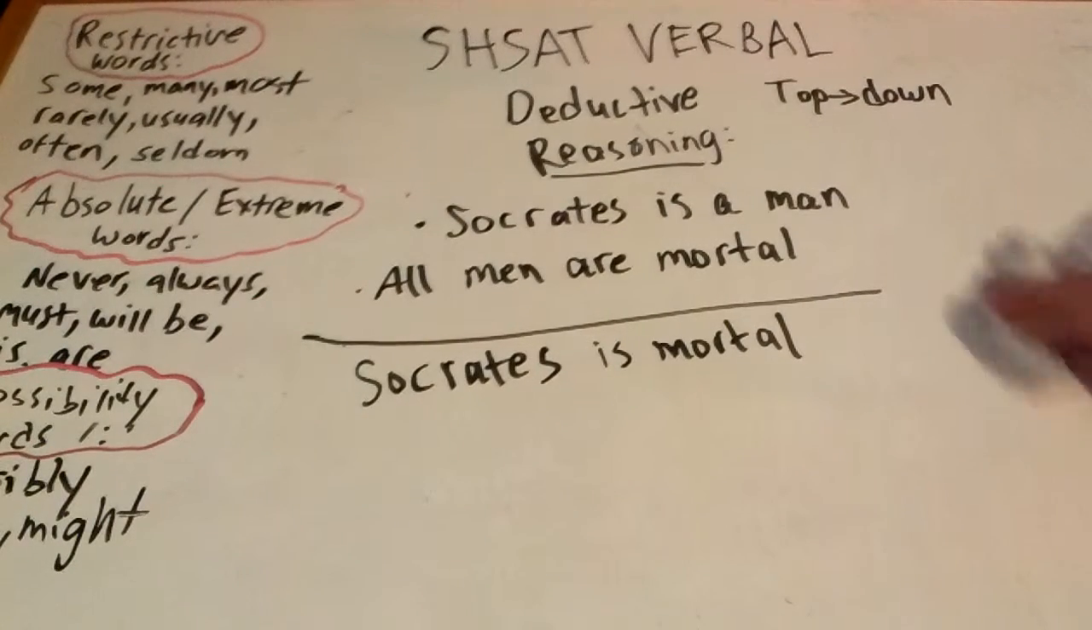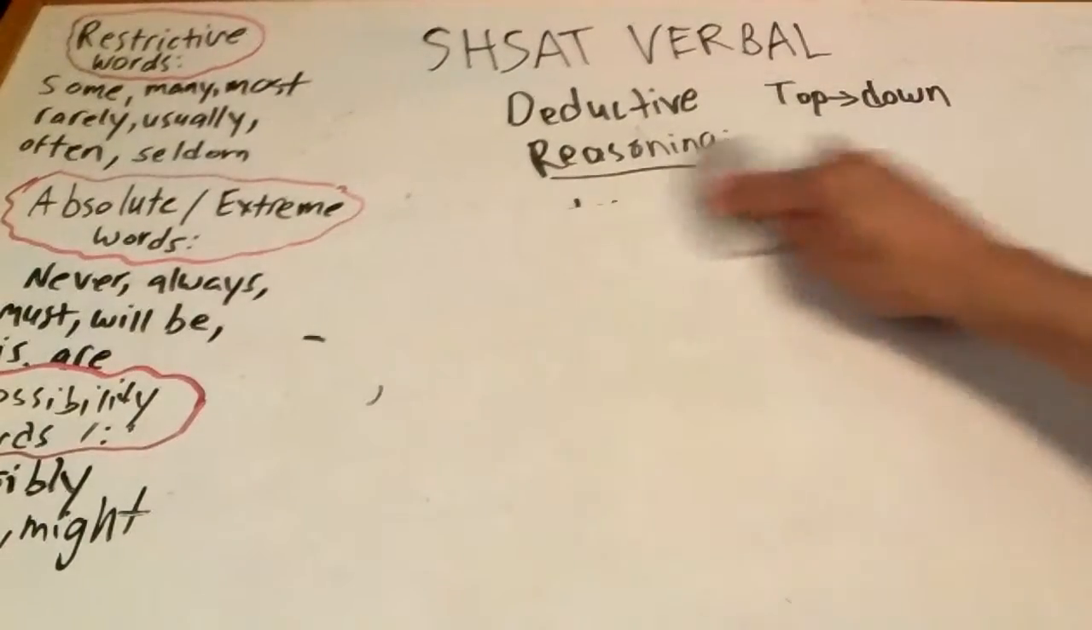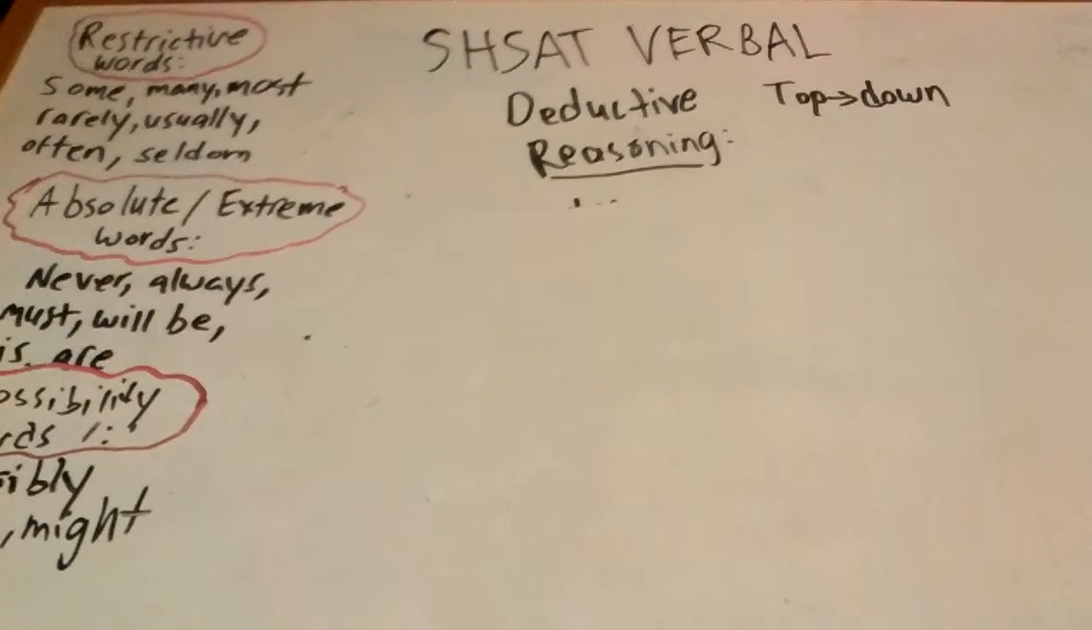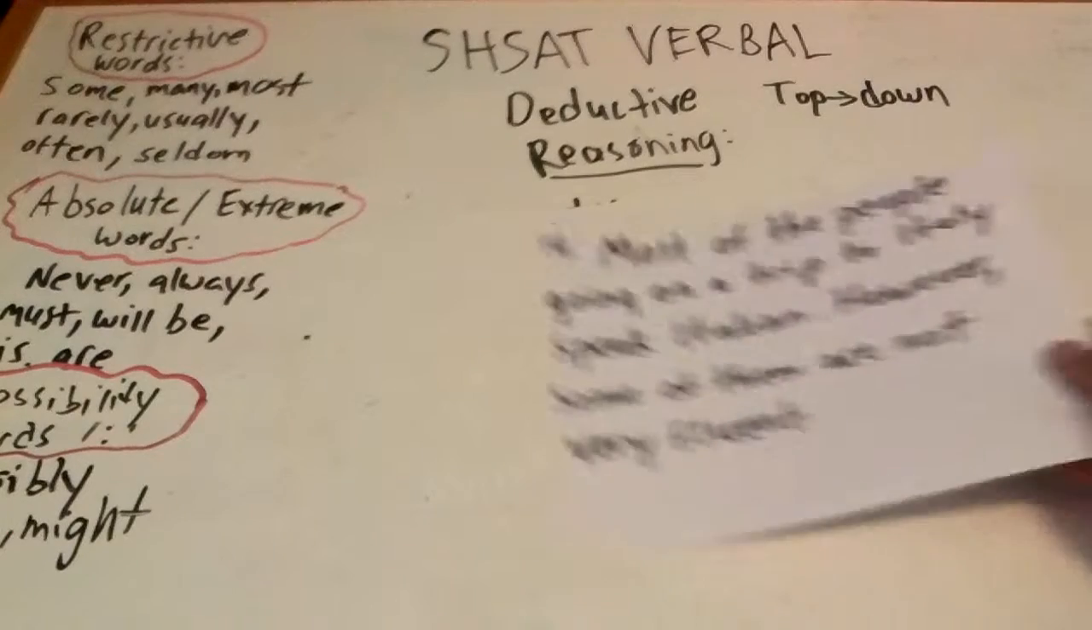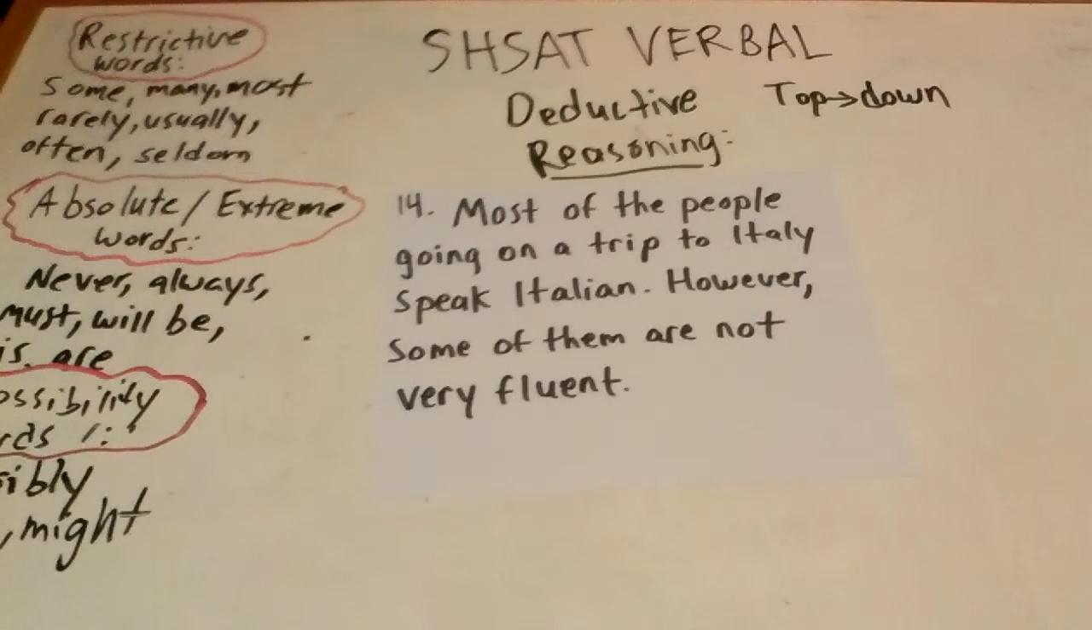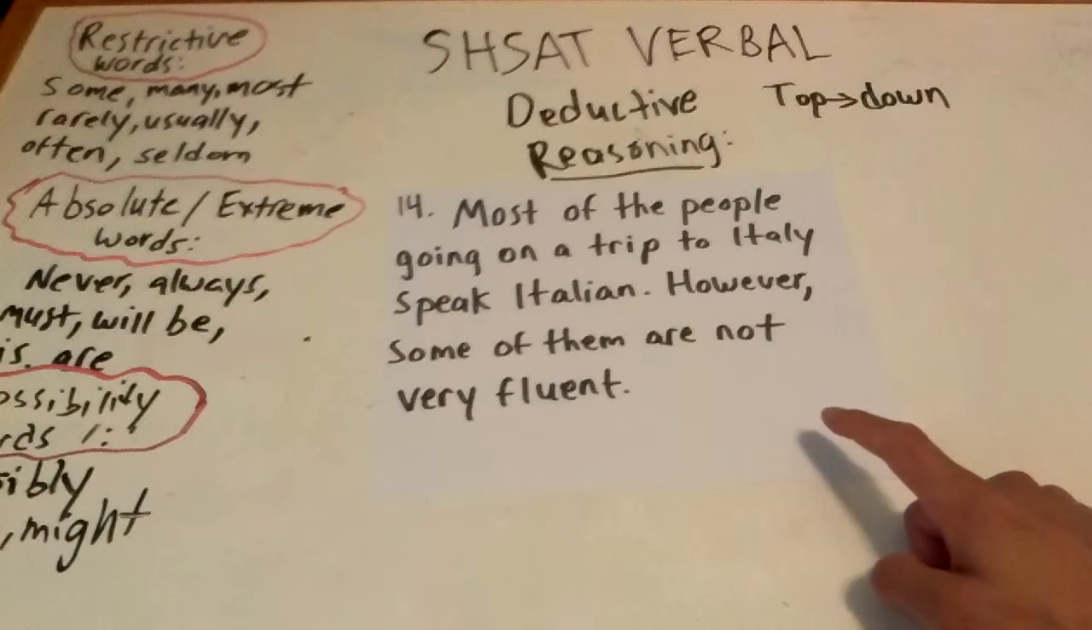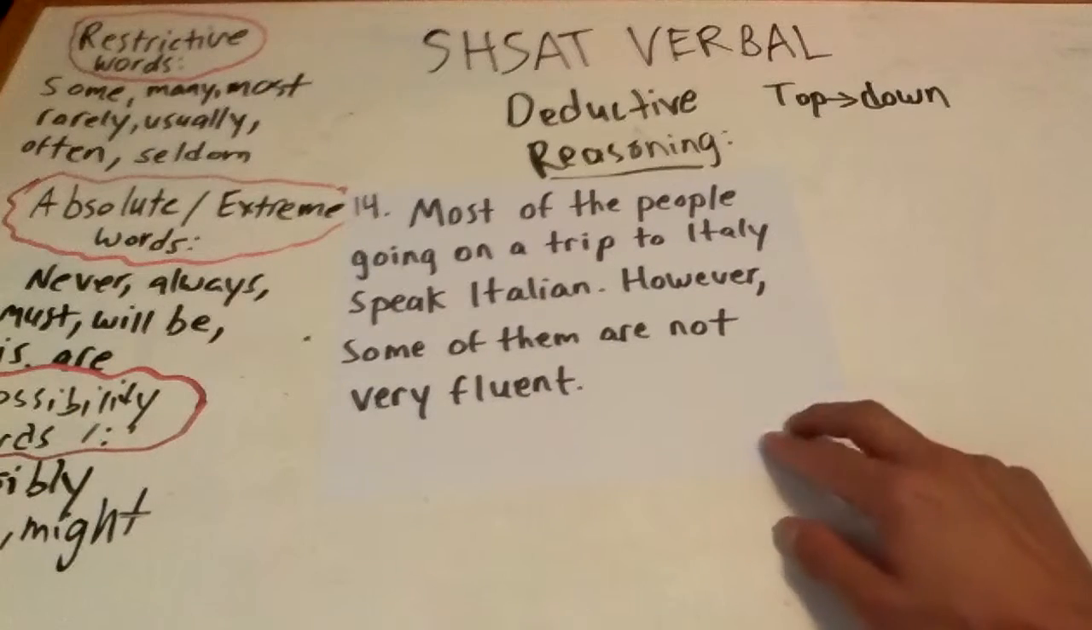So let's go over some from the book, I think. Let's see. Do we have any? Yes. I like this one. It's an example, let's take a look closely together, of deductive reasoning. This comes from an actual book. I took it out myself. It says, most of the people going on a trip to Italy speak Italian. However, some of them are not very fluent. What should you do? This is an actual test question from an actual SHSAT book, alright? I didn't make this one up. So let's apply what we have learned so far.